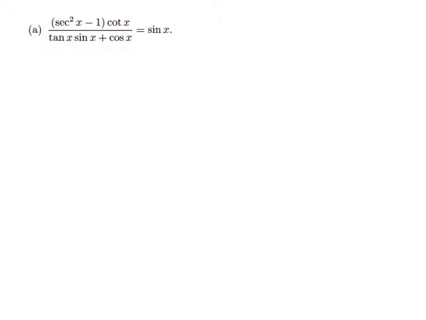Alright, for our next problem, we're asked to verify the following identity: secant squared x minus 1 times cotangent of x, all over the tangent of x times sine of x plus cosine of x, and we've got to prove that equals sine of x. For our first step, let's look at the top part of the left side. We see we have a secant squared x minus 1. We can rewrite that as tangent squared of x.